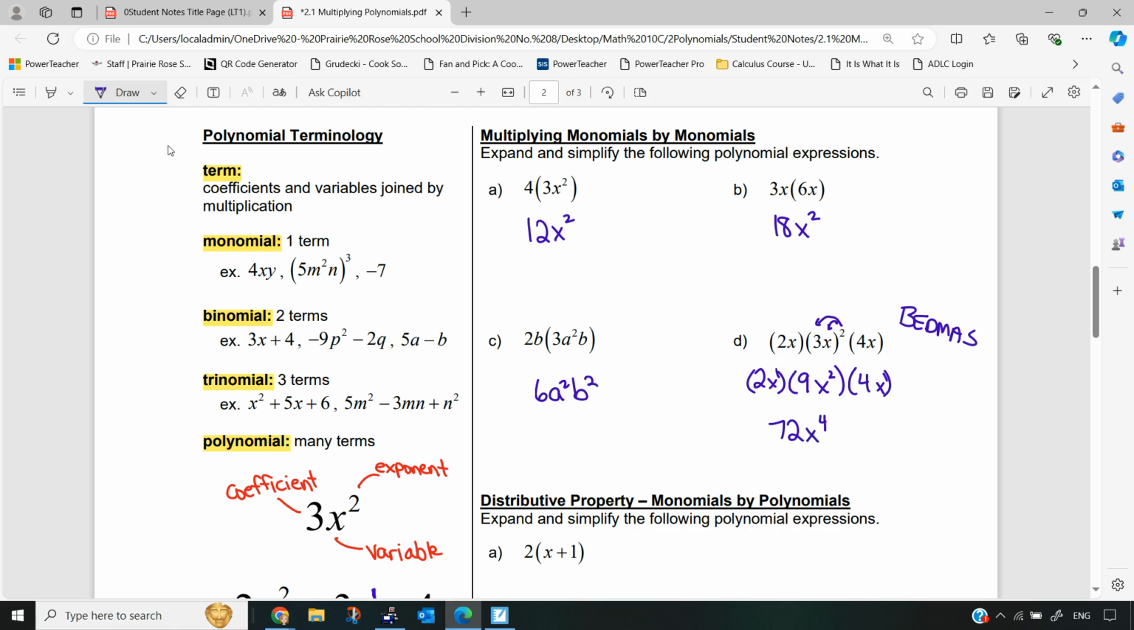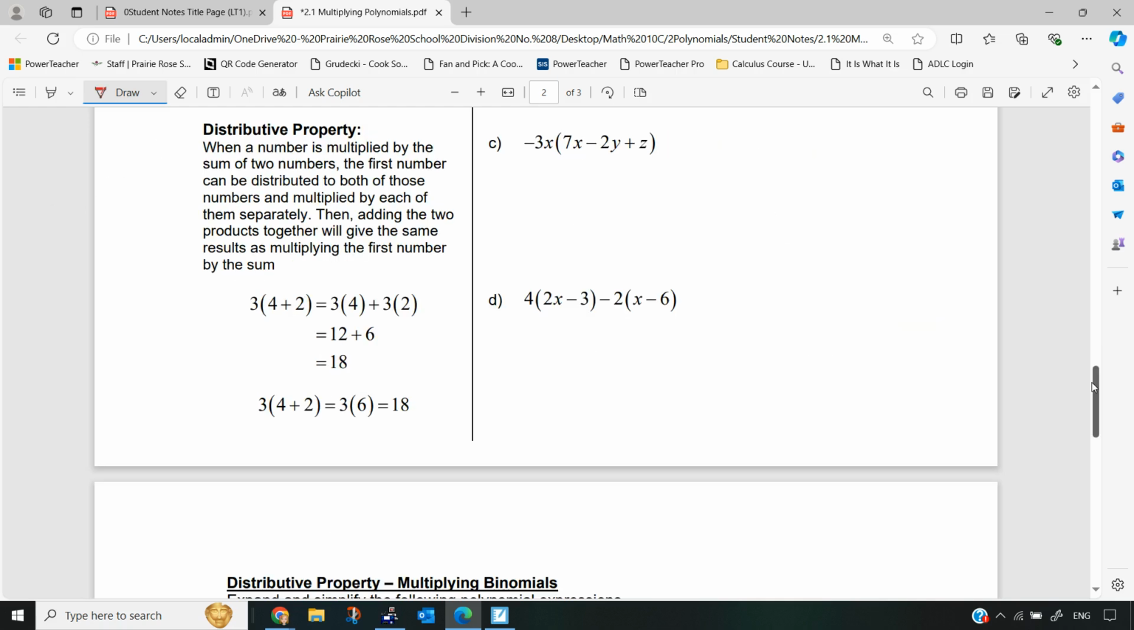And just like we learned in a previous unit, it's very easy to check all of these by subbing in values for your x. Now, as we move on to our next set of examples, we're going to be using the distributive property. The distributive property says that when a number is multiplied by the sum of two numbers, the first number can be distributed to both of those numbers and multiplied by each of them separately. Then adding the products together will give the same result as multiplying the first number by the sum.